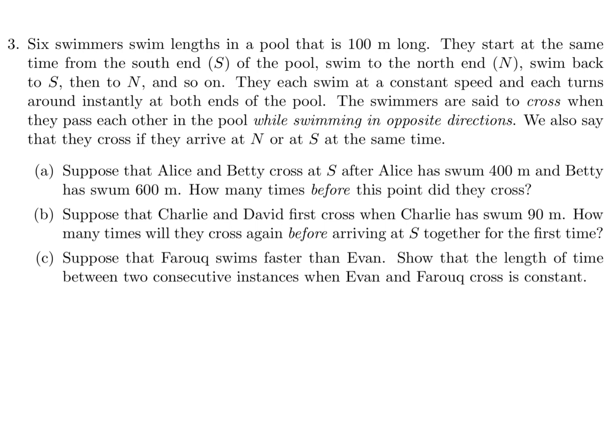6 swimmers swim lengths in a pool that is 100 meters long. They start at the same time from the south end of the pool, swim to the north end, swim back to S, then to N, and so on. They each swim at a constant speed and each turns around instantly at both ends of the pool. The swimmers are said to cross when they pass each other in the pool while swimming in opposite directions. We also say that they cross if they arrive at N or at S at the same time. Suppose that Alice and Betty cross at S after Alice has swum 400 meters and Betty has swum 600 meters.